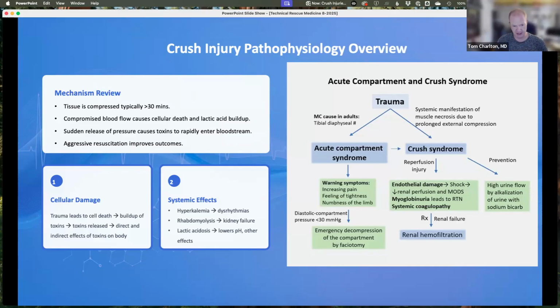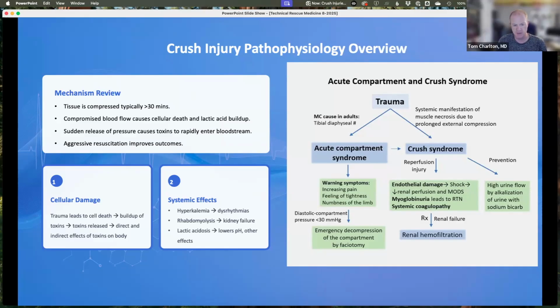Unfortunately, that kidney failure can be permanent depending on the degree of rhabdo that you underwent. And then, of course, the lactic acidosis from the hypoxia is going to lower pH. It changes your other metabolic functions because, again, the human body is really supposed to be around 7.4. If we stray too acidotic or alkalotic, that can really mess with our metabolism and our cellular machinery. The other thing that can occur with this is compartment syndrome.